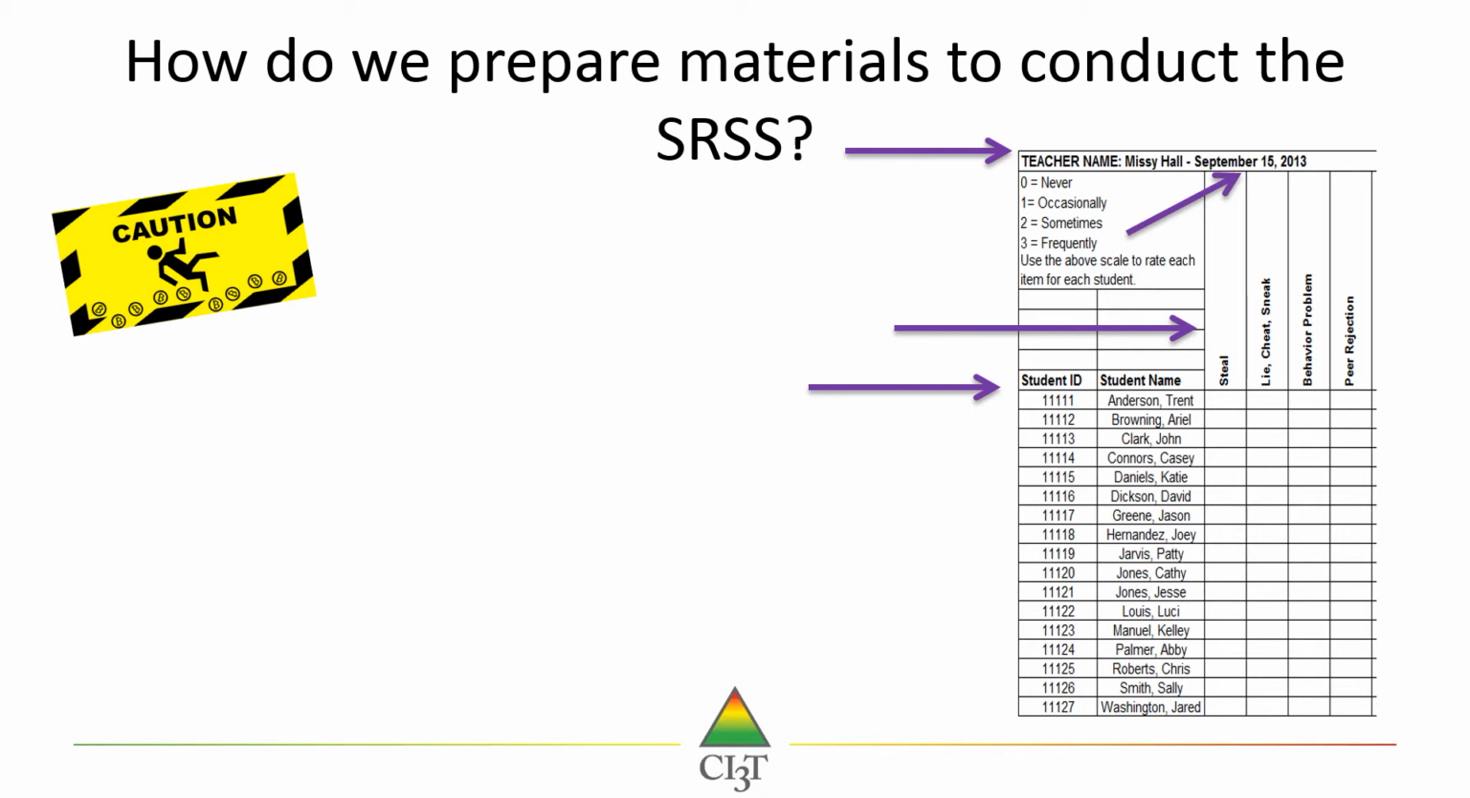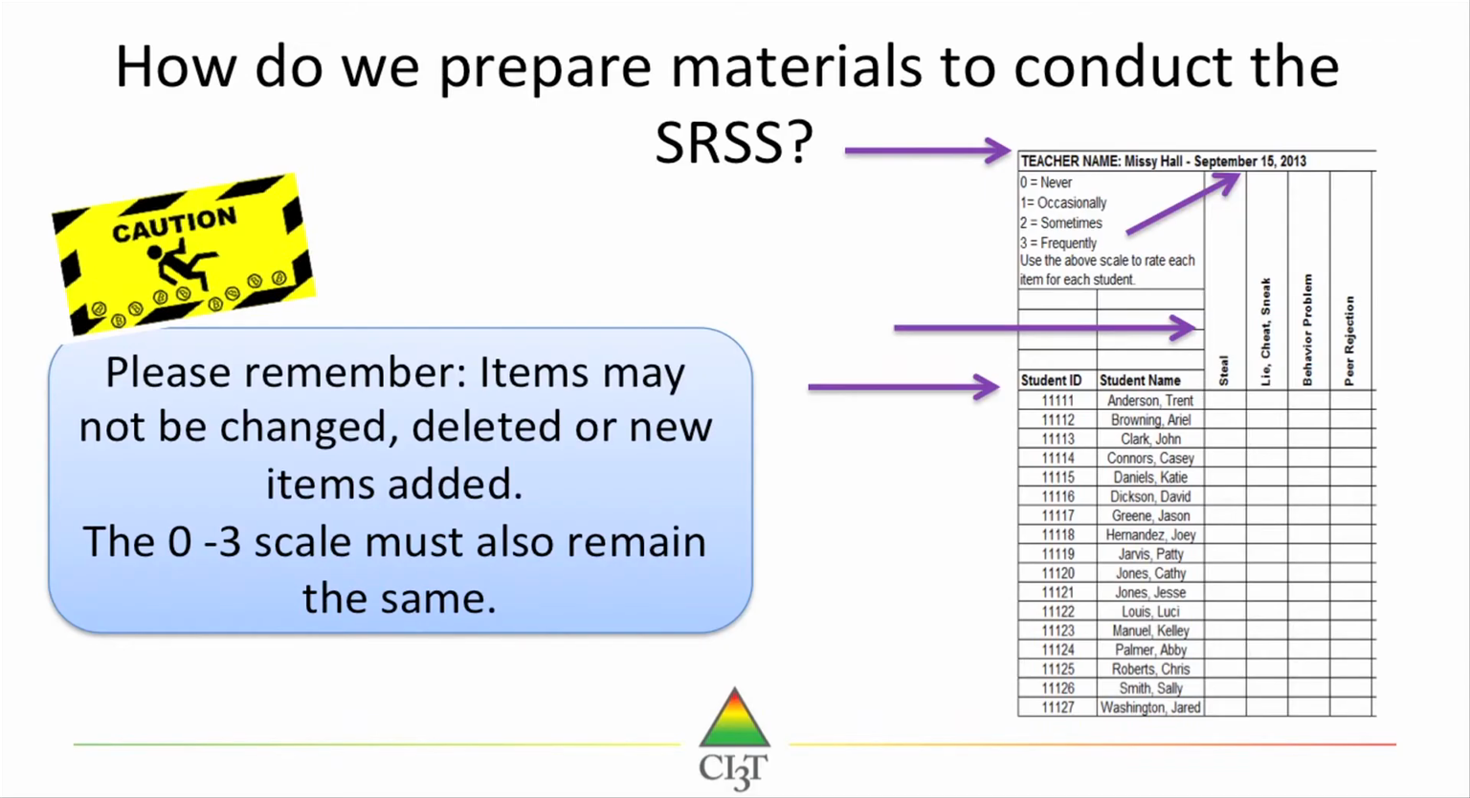Just as a caution, we want to make sure that you understand that you can't change any of the items on the scale. So while you may not like the item for steal and you may think that bullying is something that you're more concerned about at your school, this measure is studied and psychometrically sound as it's designed, and it cannot be changed. So all of the items stand, all of the items should be completed for every student, and you want to make sure that you're using the scale of 0 to 3, just as it is in this example.